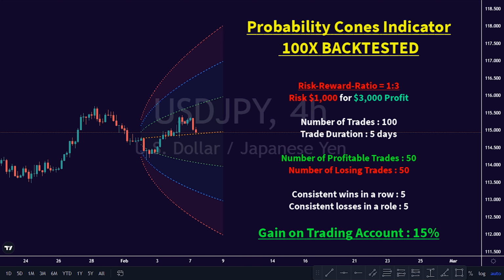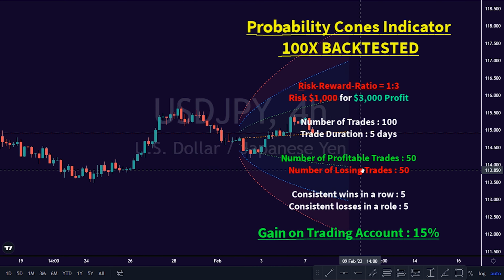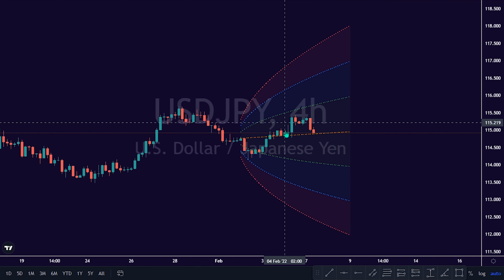I got 50 wins and 50 losses. My record of most consistent wins in a row is 5, and most losing streak in a row is 5. The gain on the trading account is 15%. As we can see, a 50 win and 50 loss trading result gives an average probability winning result.